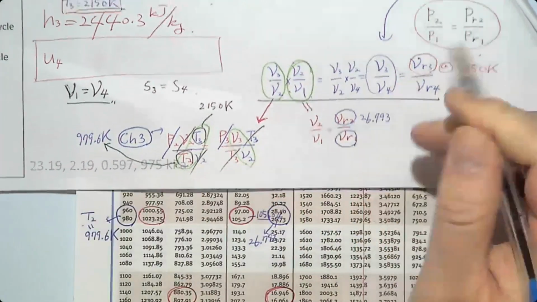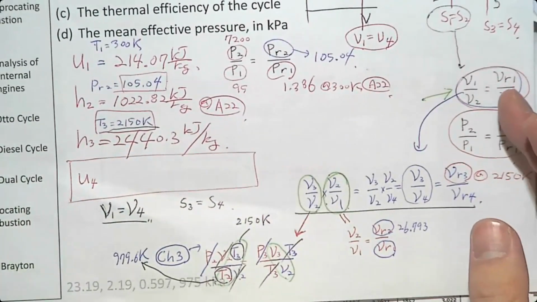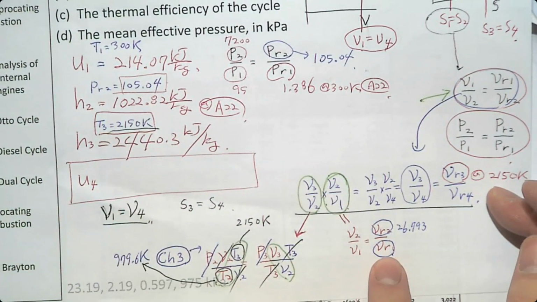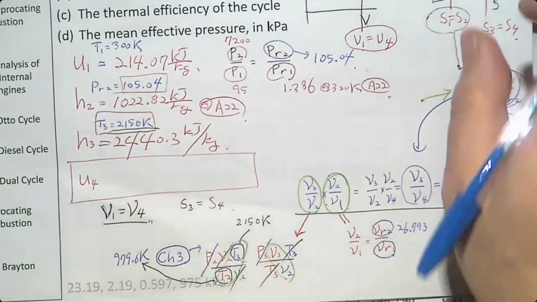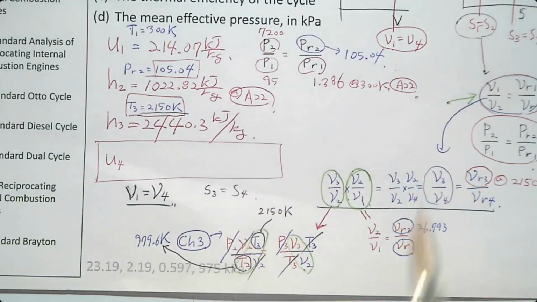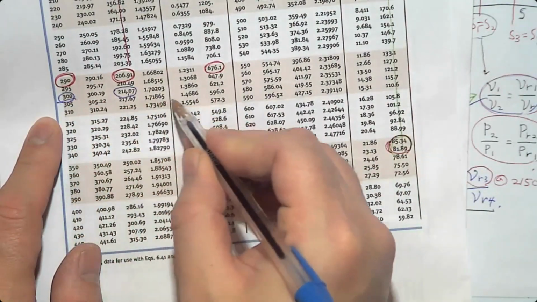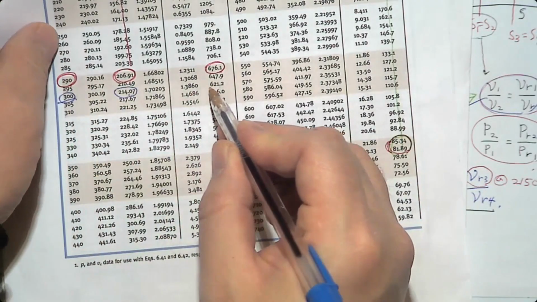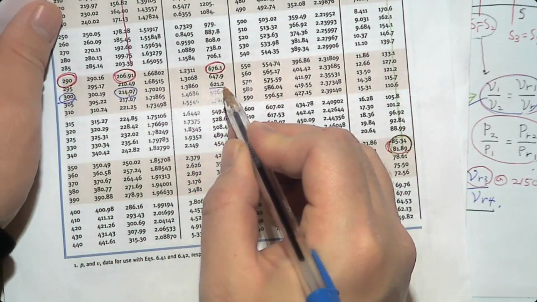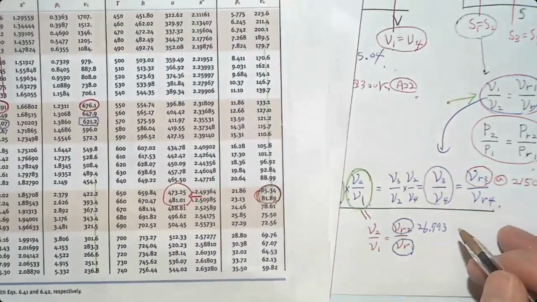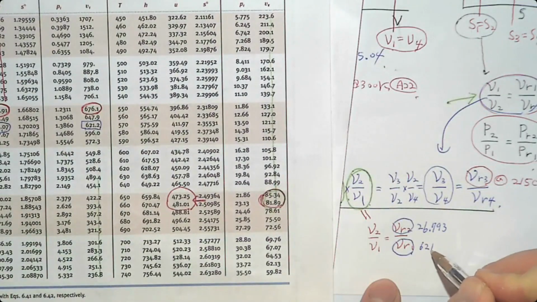Then, how can you find VR1? What is the temperature? The temperature is 300 Kelvin. So you can find VR1 at 300 Kelvin. So let's go find 300 Kelvin. Here we have 300 Kelvin, and VR is going to be 621.2. So I'm going to write this here, 621.2.